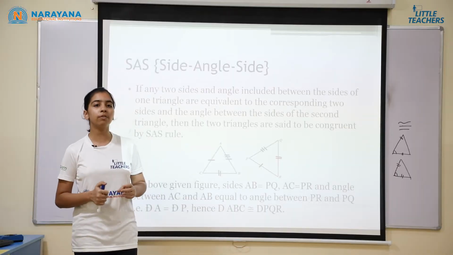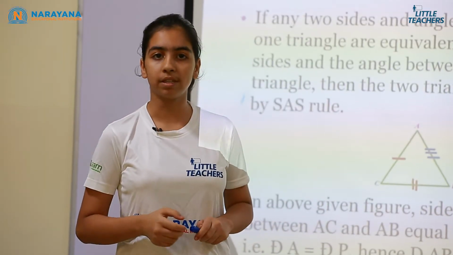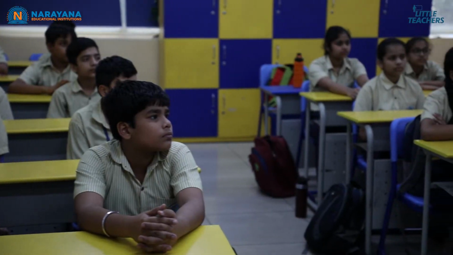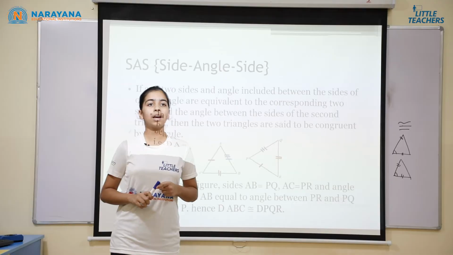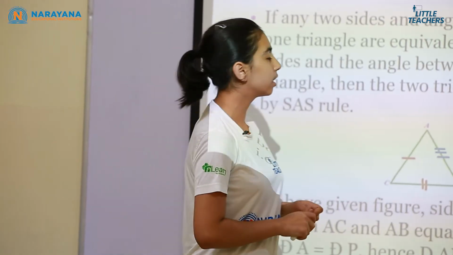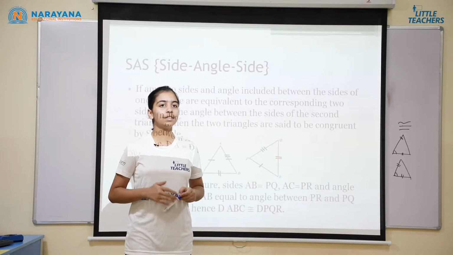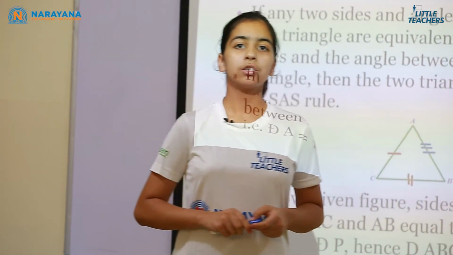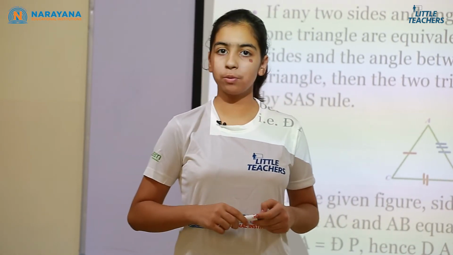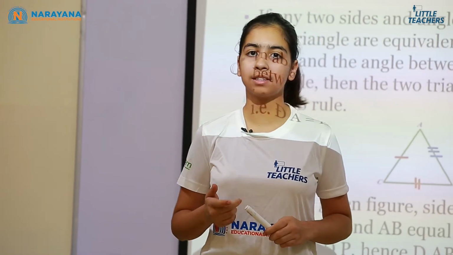Let's have a quick revision of what we have learned today. We have learned about congruency. Congruency means same as. 2 triangles are the same if and only if they have the same corresponding sides and corresponding angles. Then we learned about the first criteria, SSS, that means side, side, side criteria. In this criteria, the 2 triangles are congruent if and only if the corresponding 3 sides are equal.